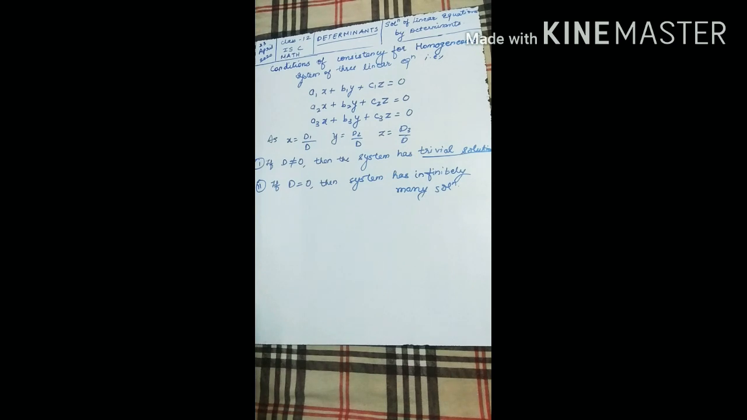If you have a1x plus b1y plus c1z equal to 0, and similarly the other equations equal to 0, that means d1, d2, d3 are all equal to 0, then that is called the homogeneous linear equation. Now for checking the consistency, we have two kinds of condition.